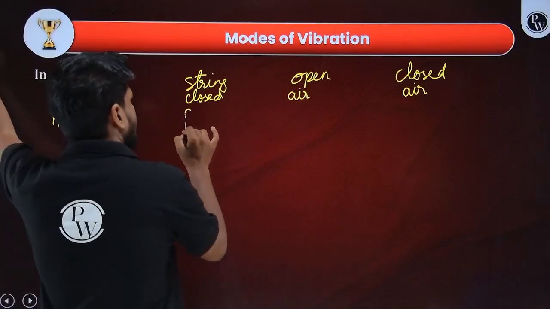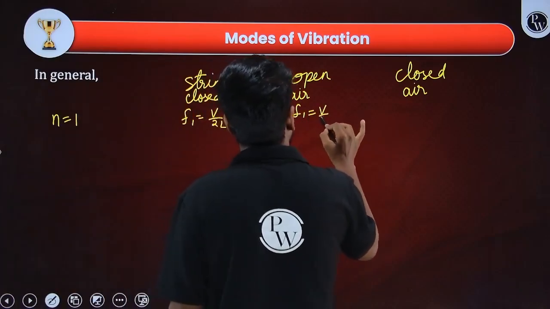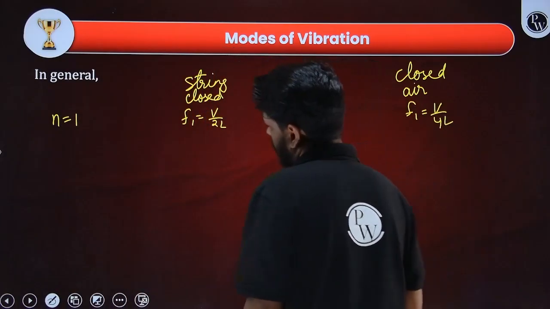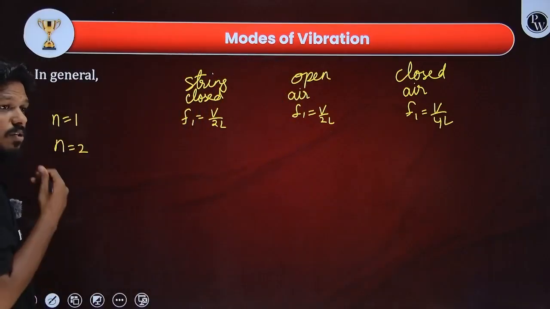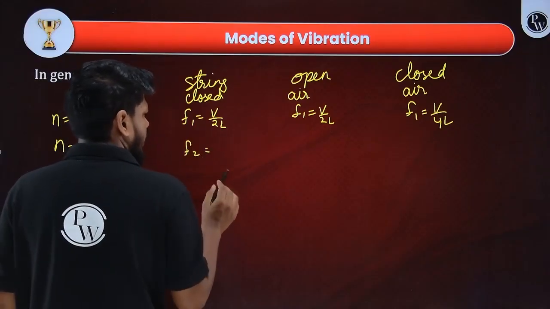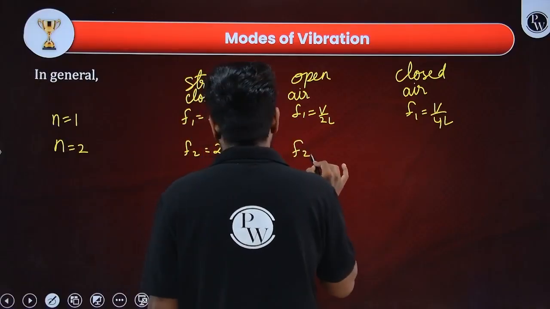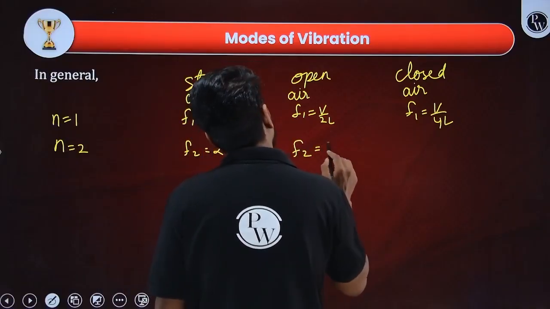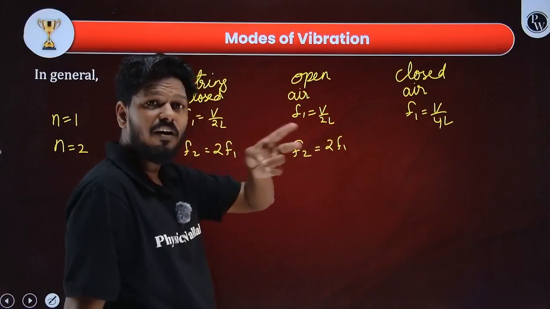So what is the frequency? F1 is equal to V by 2L. Here F1 is equal to V by 2L. Here F1 is equal to V by 4L. Don't get confused. For n is equal to 2, I get F2 is equal to 2 times F1. Here we don't have second harmonic.